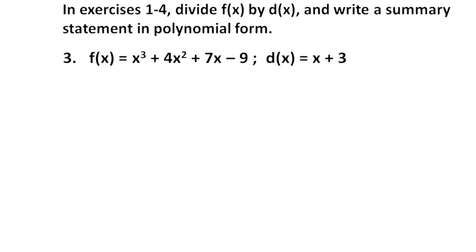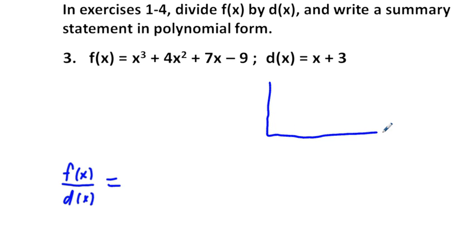Okay, problem number 3. We have f of x equals x cubed plus 4x squared plus 7x minus 9, and d of x equals x plus 3. So I'm going to start writing the summary statement already. That's going to look like f of x over d of x is equal to, and we're going to work this out.